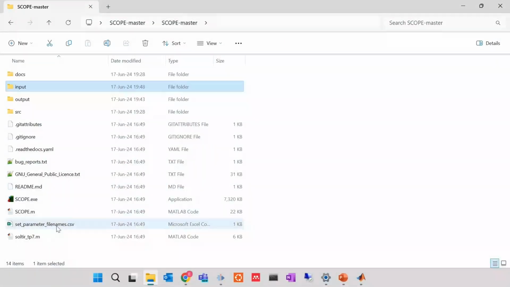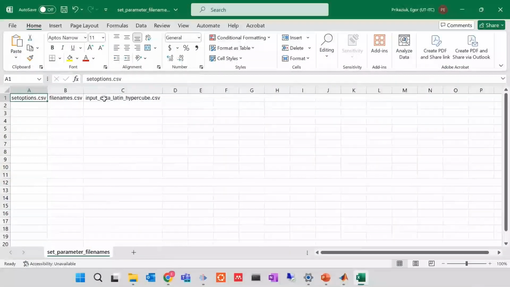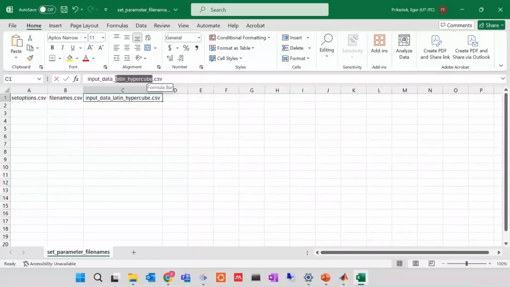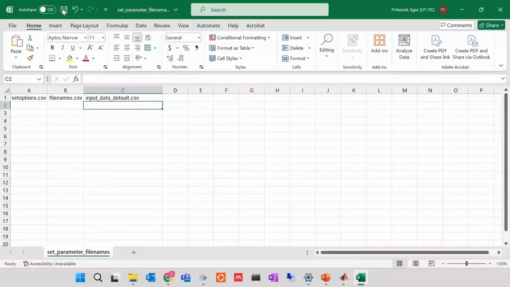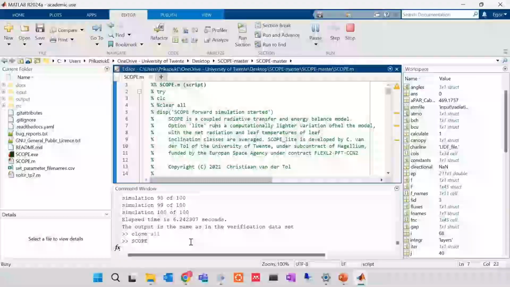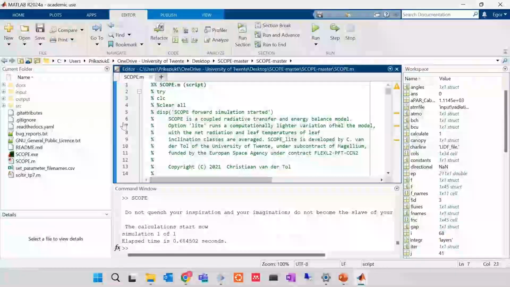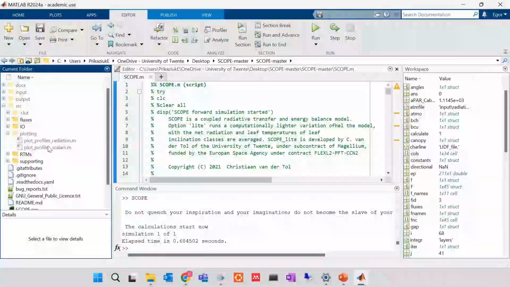And of course, one folder back, set parameter file names, we have to say that we want to use input data default instead of input data lady hypercube. Save it, close it, go to scope, run it. This is normal simulation. It will run very fast. Then I will plot profiles with the plotting functions.